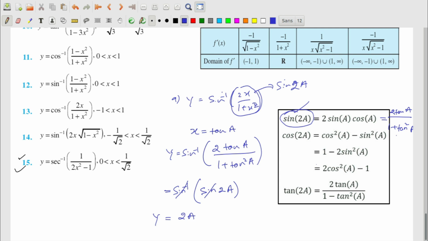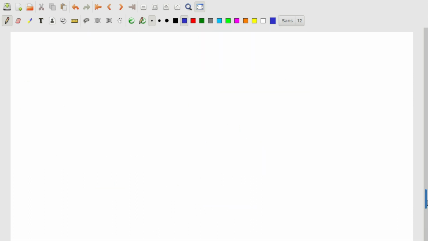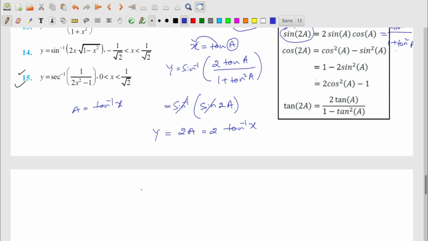Now, what is this a? If I take x is equal to tan of a, then a can be taken as tan inverse of x. So y is 2 times tan inverse x. Now you can find the derivative from this step. My dy by dx will be this 2 as it is, and then the derivative of tan inverse x.